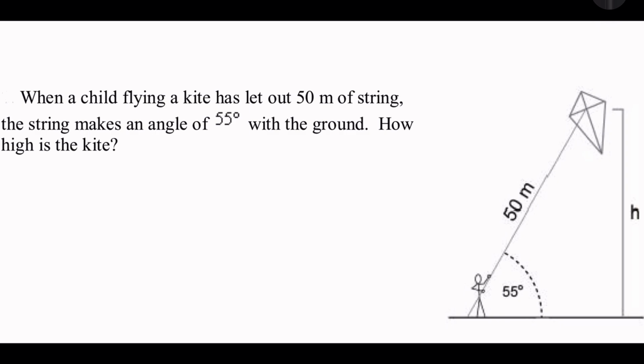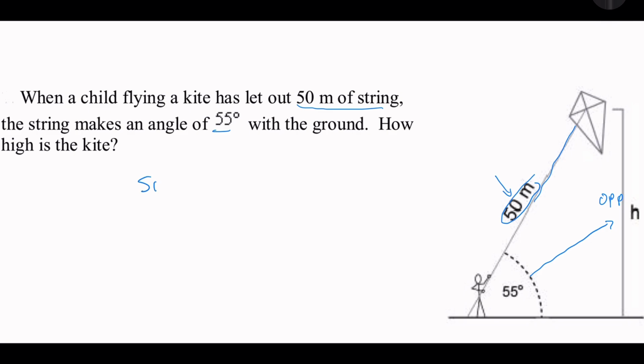So for this question, a child flying a kite has let out 50 meters of string, so that would be this part over here. The string makes an angle of 55 degrees with the ground. How high is the kite? So if this is the angle, then the height, which is right across, that would be the opposite side. And then the 50 meters would be given here, right? So that would be the hypotenuse because it is the longest side that we would see.